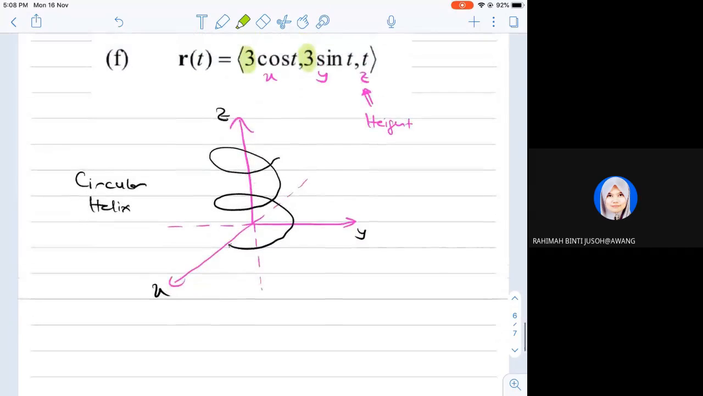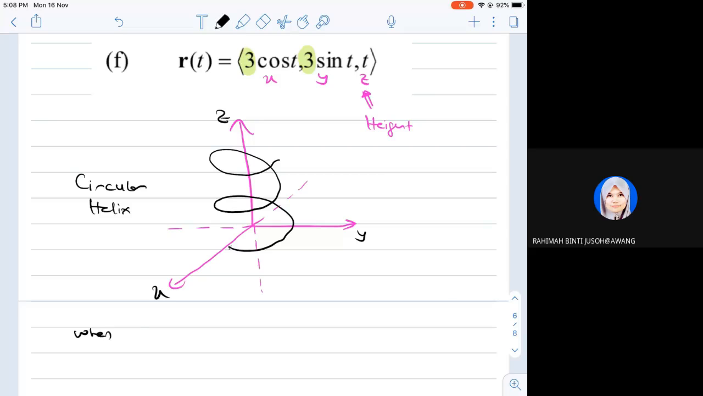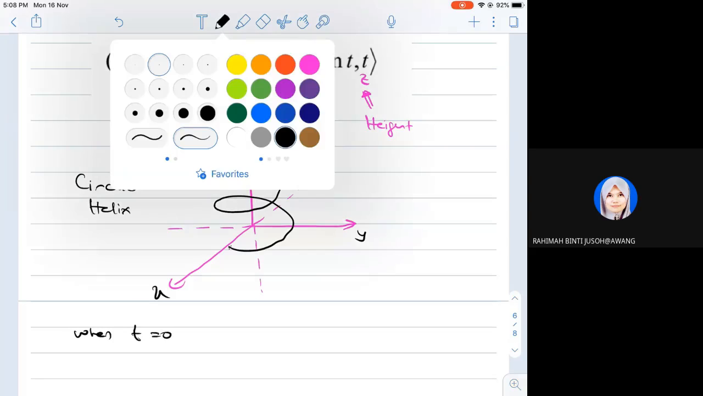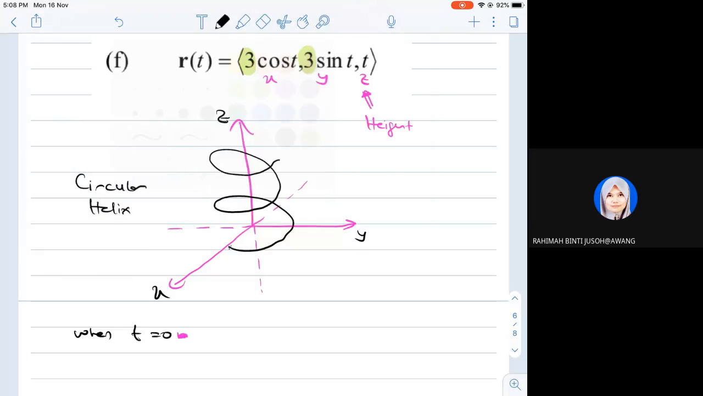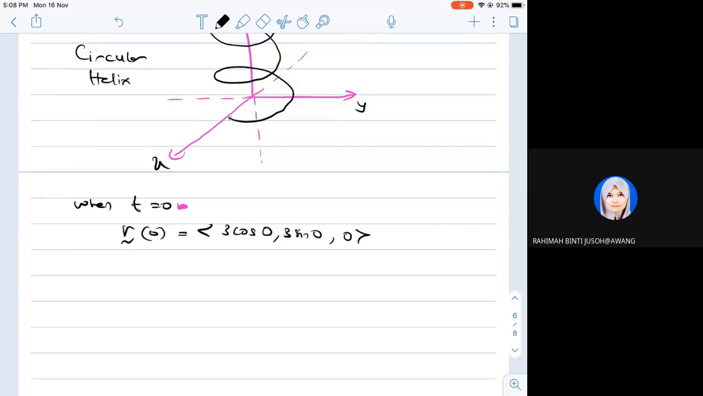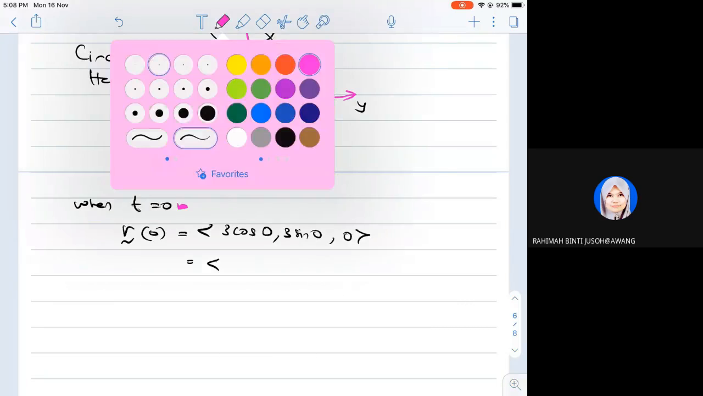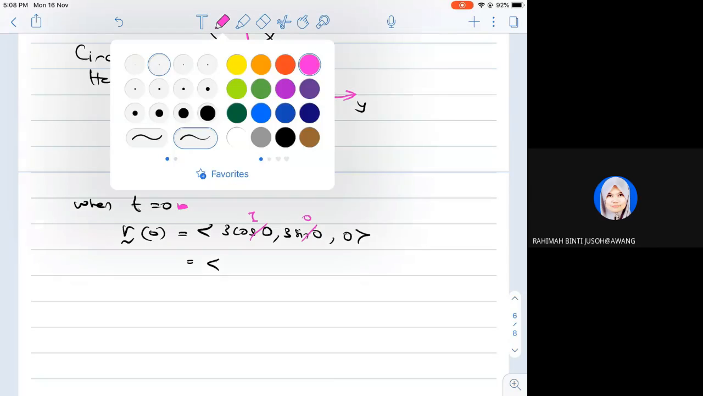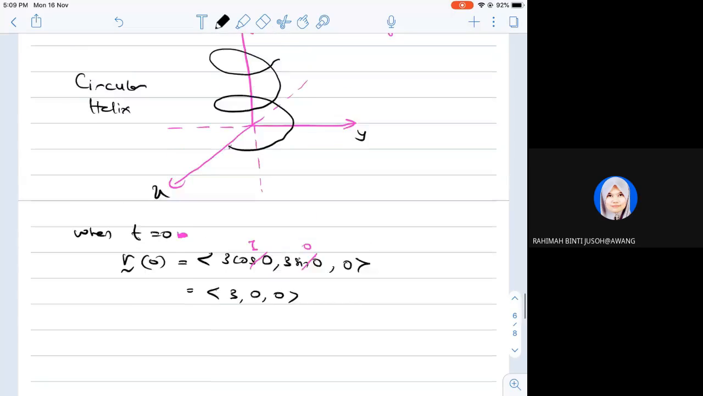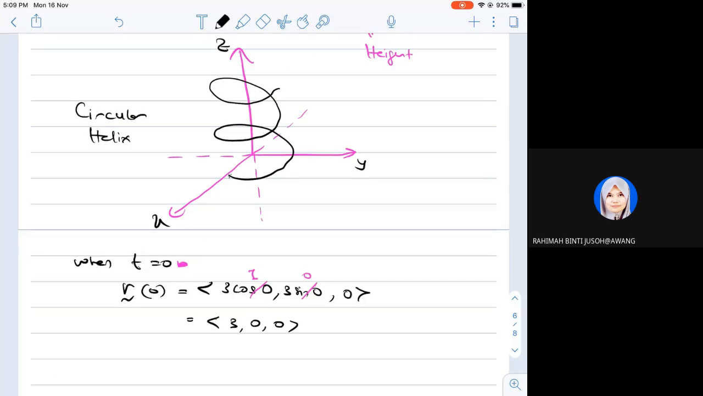Okay, so now, when T equals to 0, we have R0. R0 equals to 3 cos 0, 3 sine 0, 0. Okay, so we will have 3 cos 0. Cos 0 is 1, sine 0 is 0. So 3 times 1 is 3, 0, 0. Okay, so xy plane, maksudnya pada level no height. Your height equals to 0. Ni height ni. No height. Ni height equals to 0. Okay, maksudnya pada xy plane, we have coordinate of 3, 0, 0.